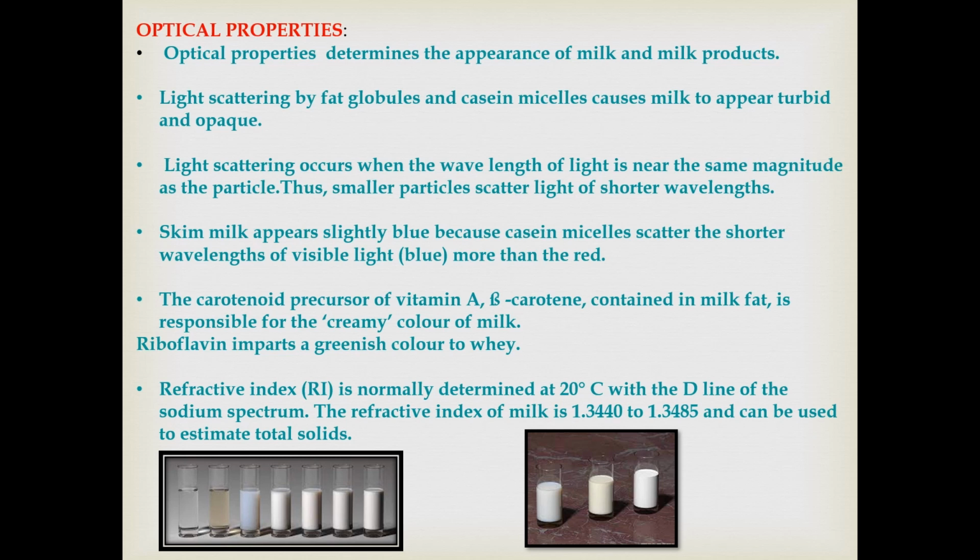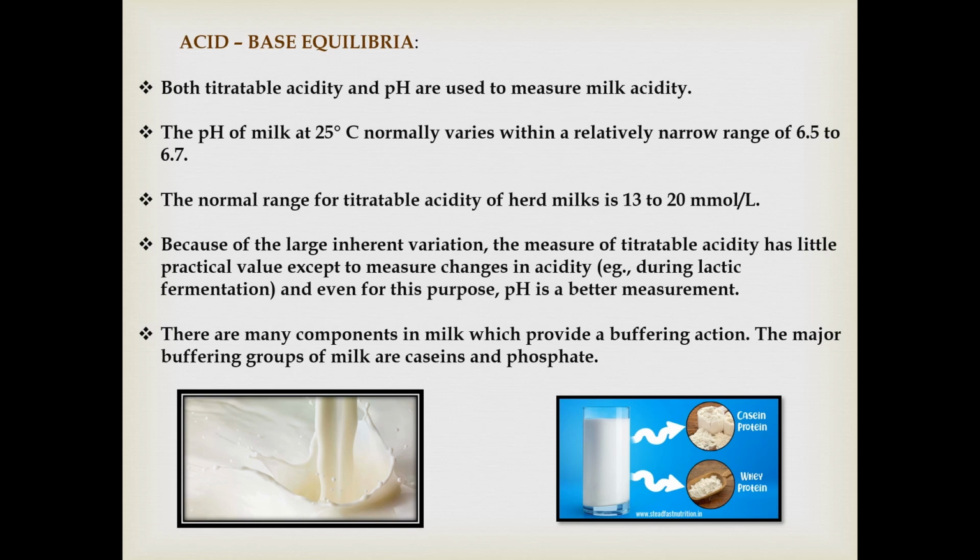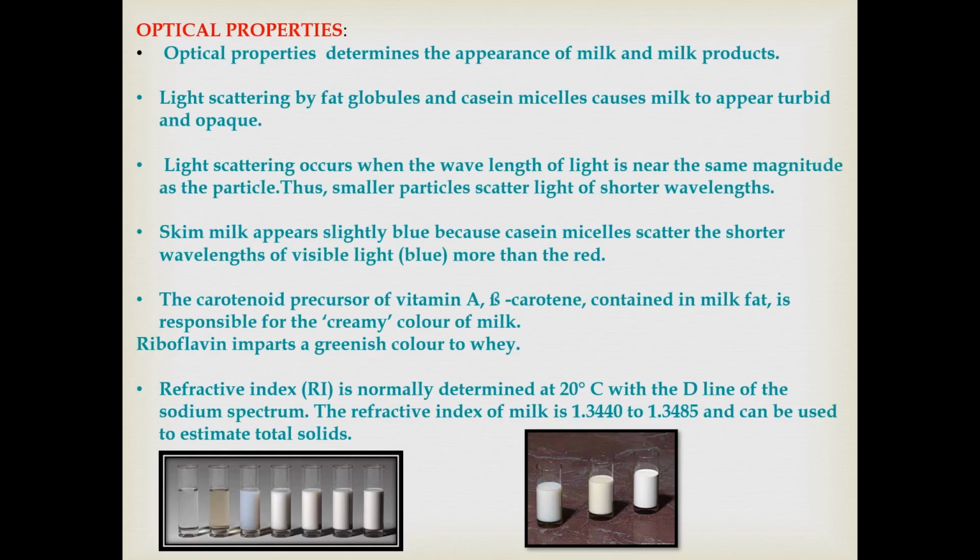Light scattering occurs when the wavelength of the light is near the same magnitude as the particle. So smaller particles scatter light of shorter wavelength. Skim milk appears slightly blue because casein micelles scatter the shorter wavelengths of visible light more than the red. Refractive index is normally determined at 20 degrees Celsius. The refractive index of milk is 1.3440 to 1.3485 and can be used to estimate total solids.